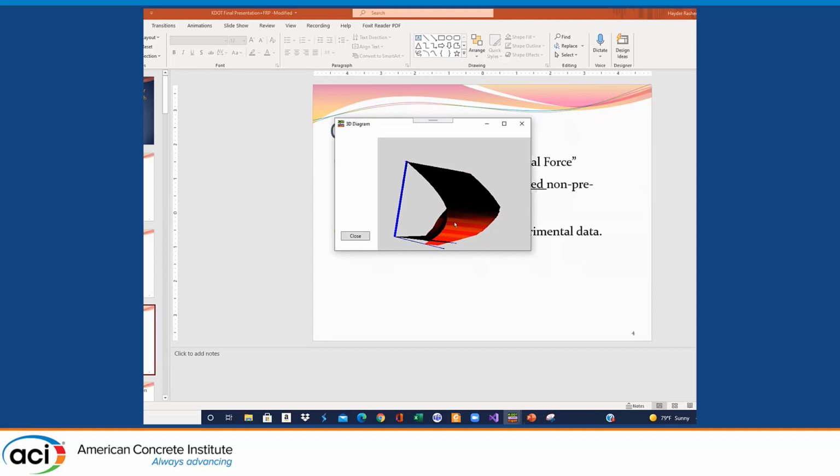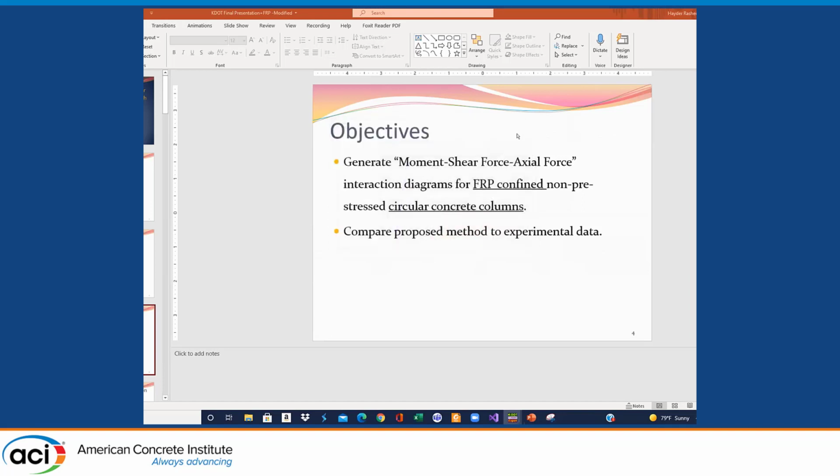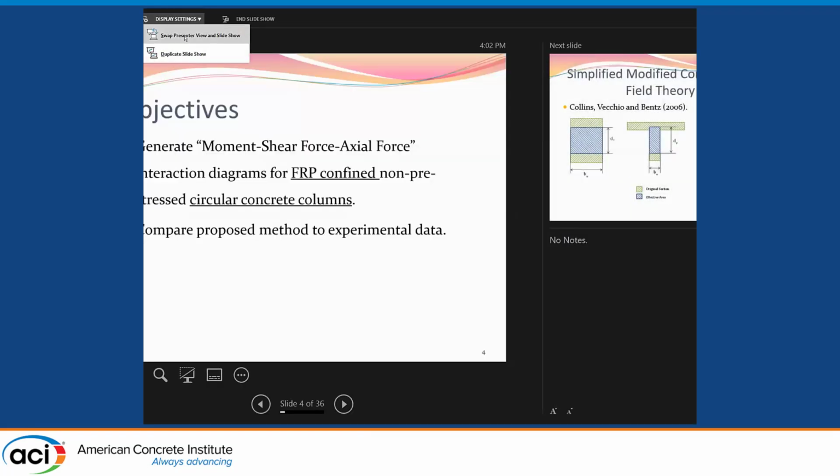So the main question is, because we know the moment, we know how to build the PM interaction diagram. But the question becomes, how do we know the corresponding shear for this case? So in order to do that, if I may, go back to the presentation.